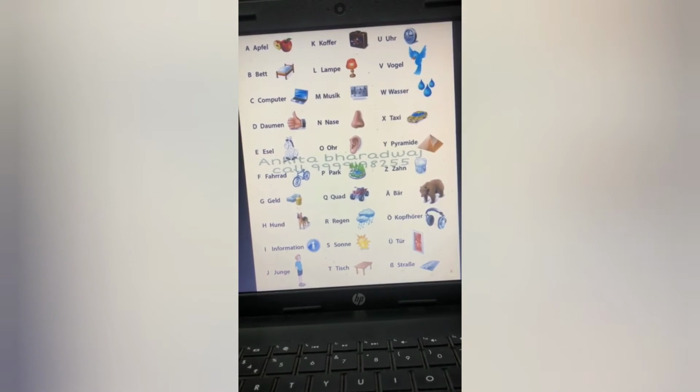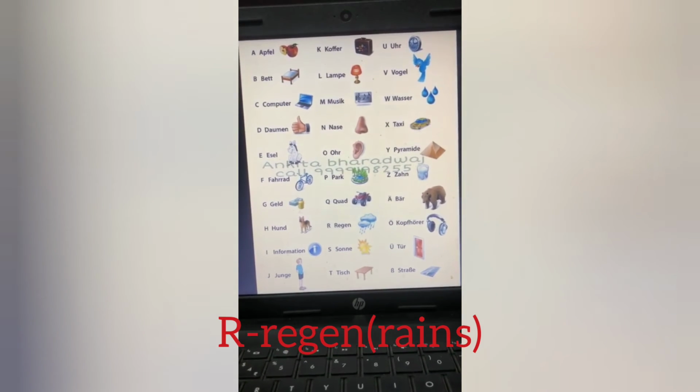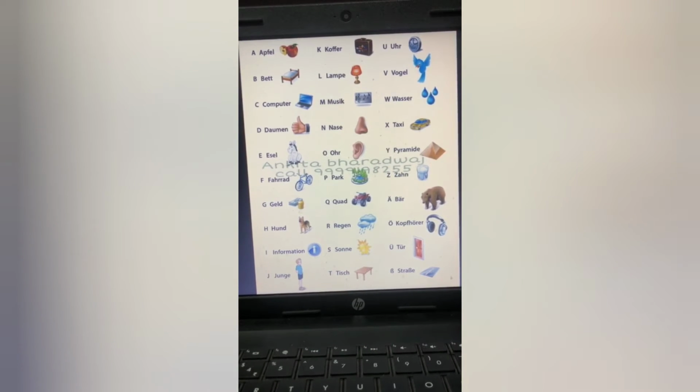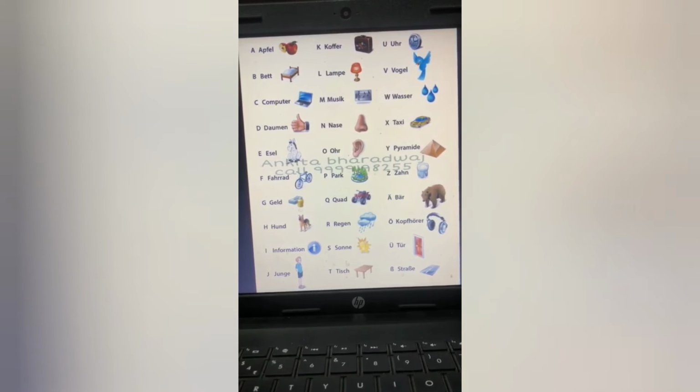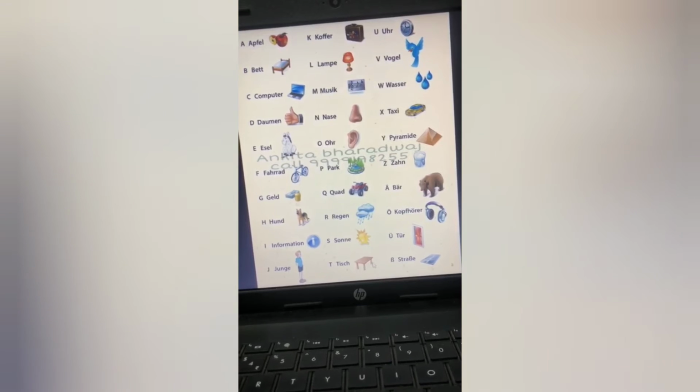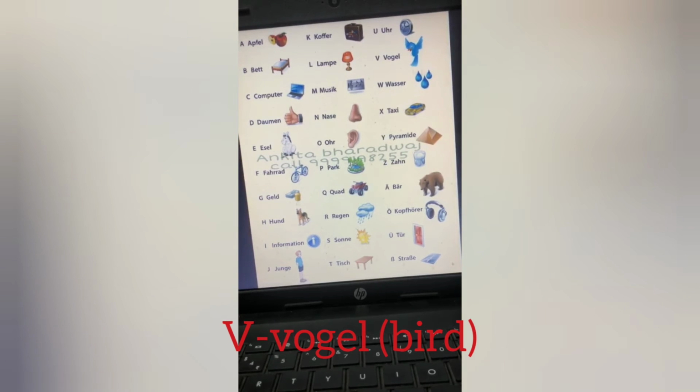R says Regen. Rain means Regen. S says Sonne. Sun means Sonne. T says Tisch. Table is called Tisch. U says Uhr. Uhr is time. V says Vogel. This is a kind of bird.